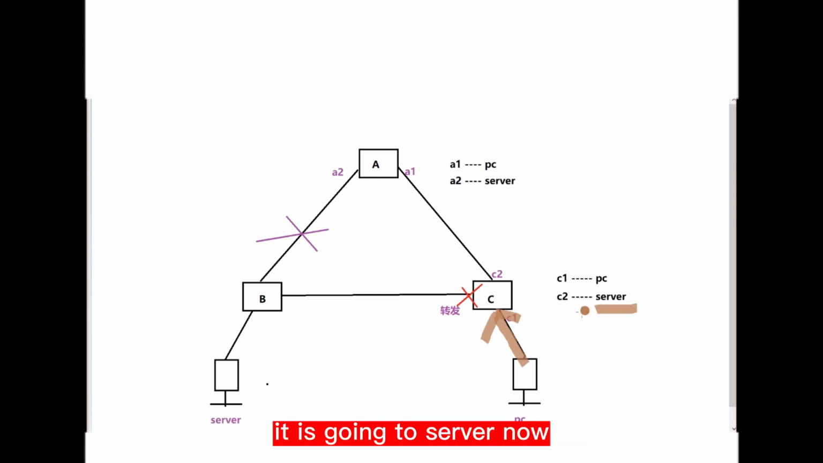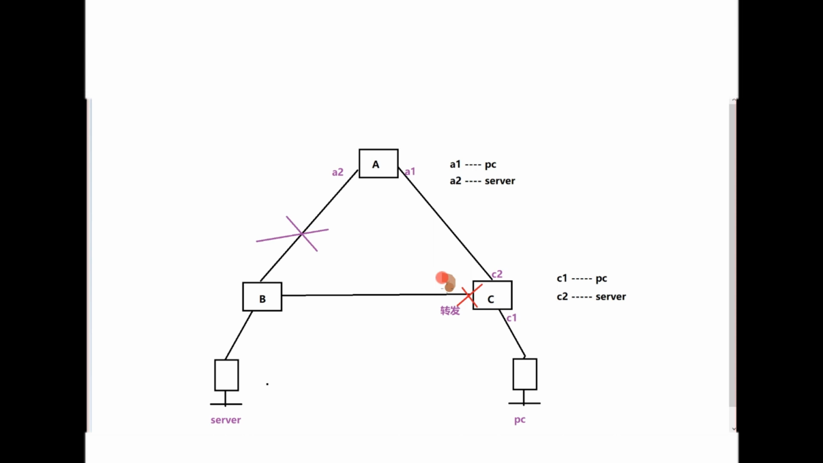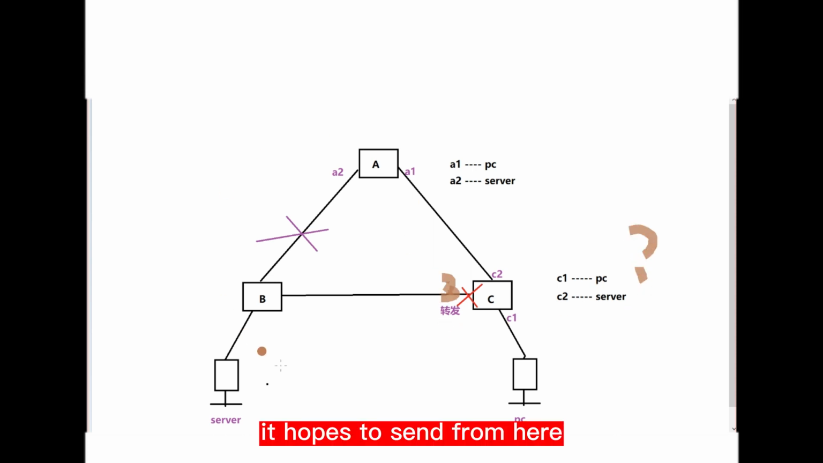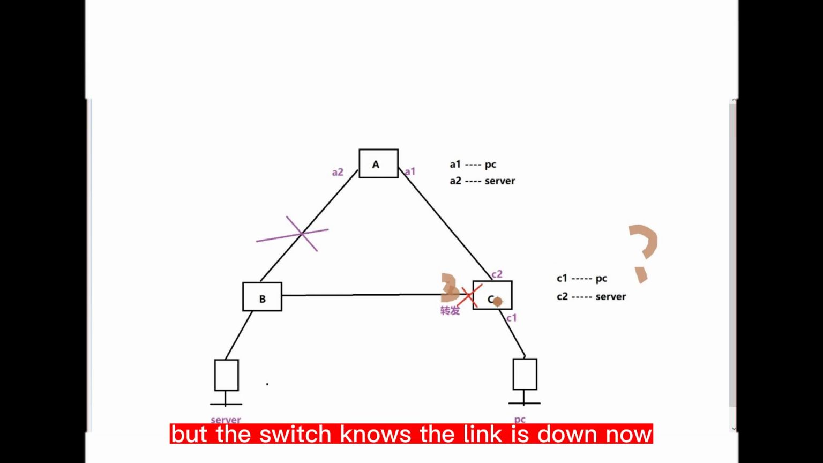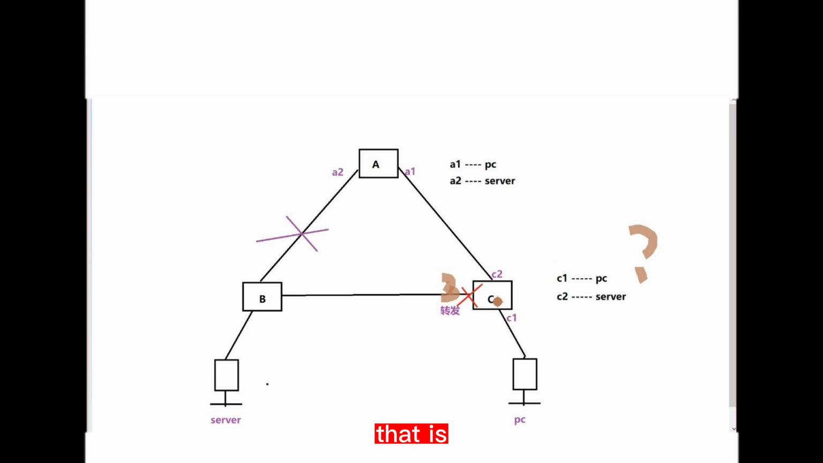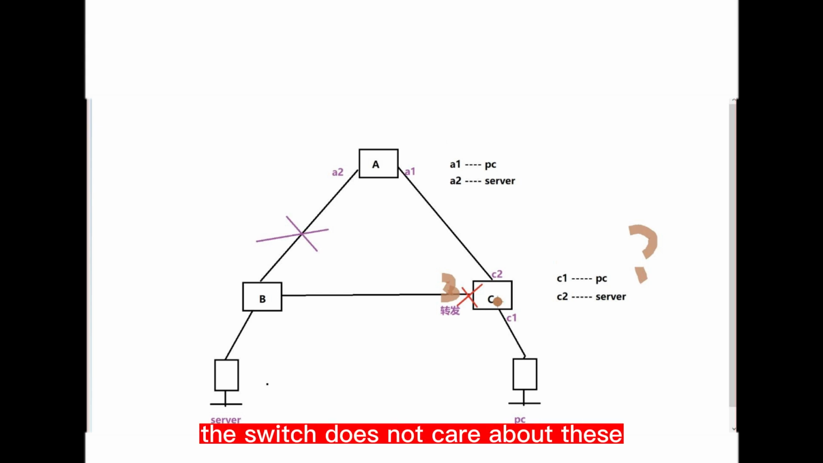It is going to the server now. The server corresponds to C2. It will only be sent from C2. If this interface is C3, it hopes to send from here, because it forwarded. But the switch knows the link is down now. That is, the MAC address table in the switch does not care about these.